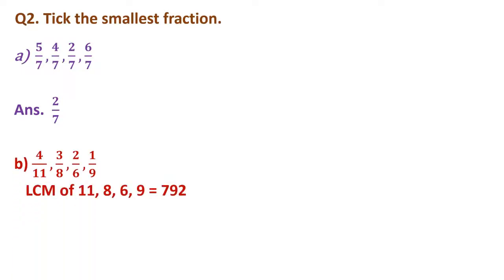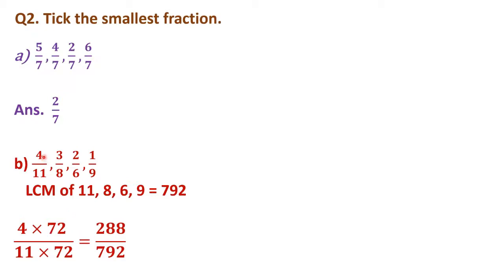Next question, you can see 4 by 11, 3 by 8, 2 by 6, 1 by 9. So all the fractions you can see here have different denominators. So what we will do, we will find the LCM. Numerators are also different. So we will be finding the LCM of the denominators, that is 11, 8, 6, 9. So we get the number as 792.